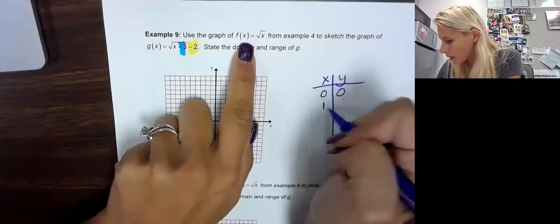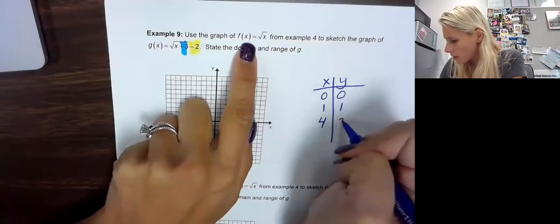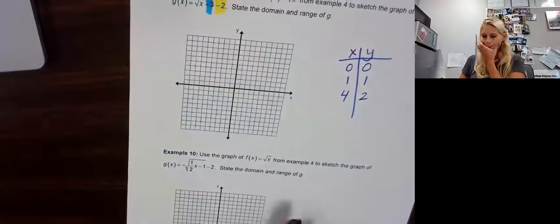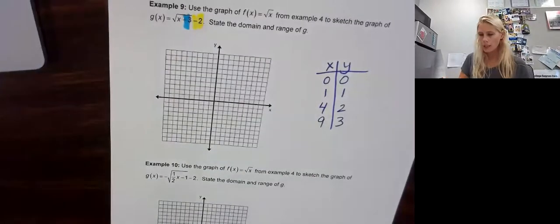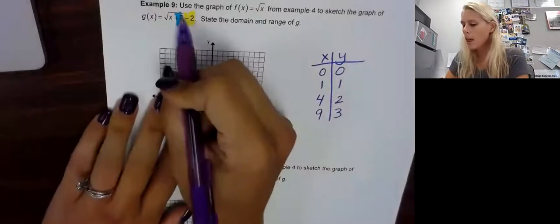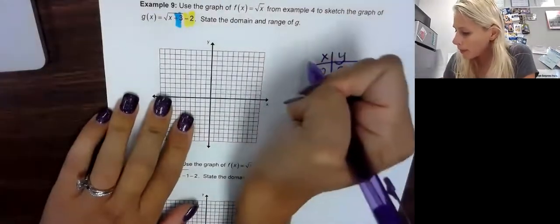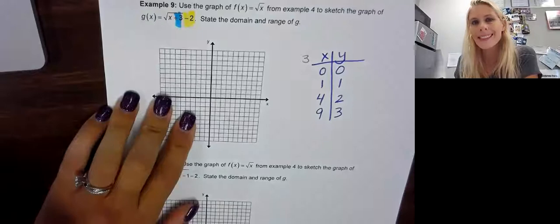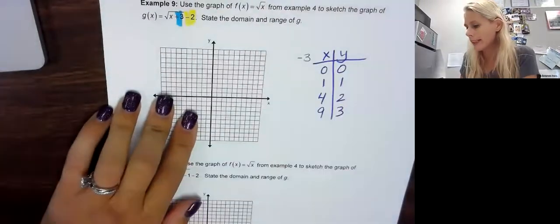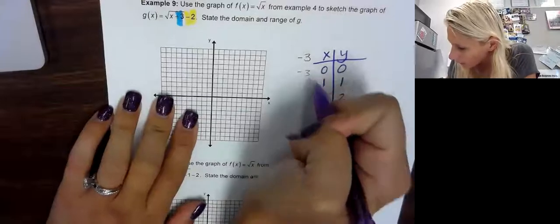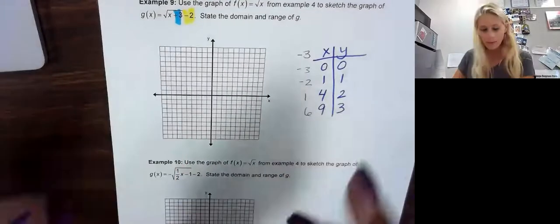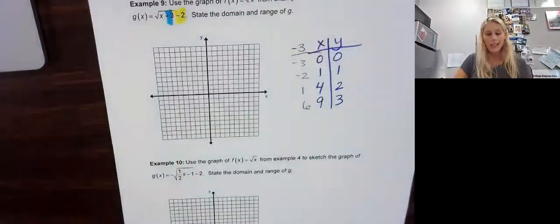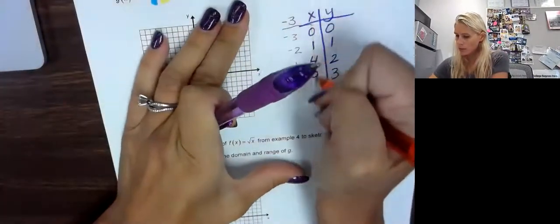0, 0, 1, 1, 4, 2. If I want, I can do the 9, 3. Now let's talk about x, y. So which one of these do I do to x again? I do the 3, okay? But of course, I have to do the opposite because it's on the inside, so it's a -3. I'm going to go -3, -2, 1, and 6. And I'm going to cross that out so I do not look at those numbers.